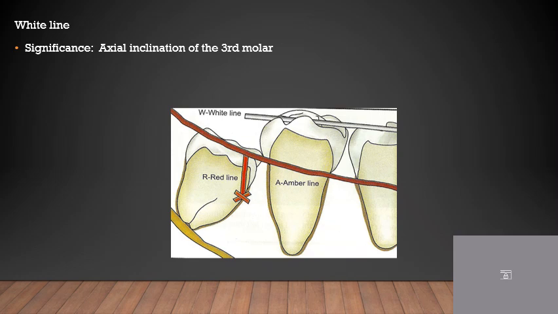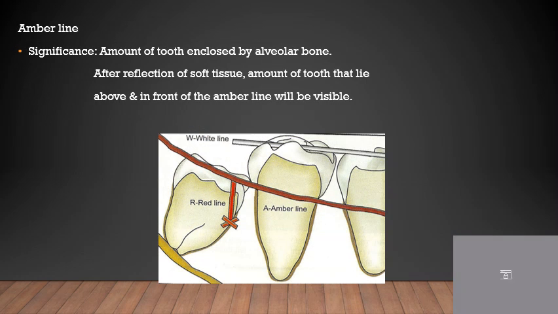One was the white line, where W stands for white, A stands for amber, R stands for red. The white line signifies the actual inclination of the molar. It is drawn on the occlusal surface of the erupted molar and extended posteriorly through the third molar region. And the amber line is a line drawn from the surface of the bone, lying distal to the third molar, to the crest of the interdental septum between the first and second molars.